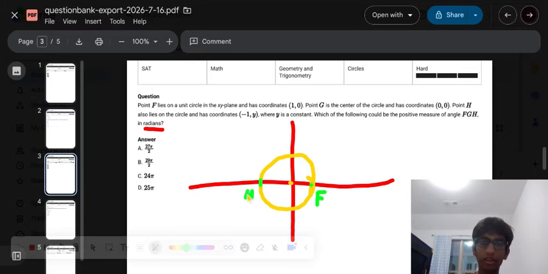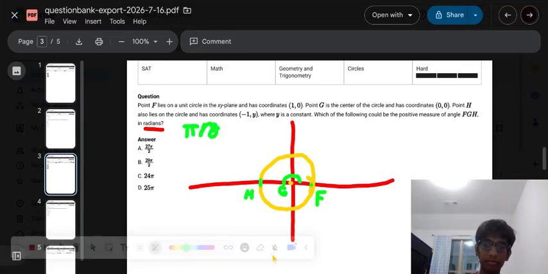Okay, and then this is G. So which of the following could be a positive measure of angle FGH? If we look around here, we see this is 180 degrees. Now, if we remember what I had said earlier, 180 degrees is pi radians. But if we look here, that is not an answer. Why? Well, if it's not pi radians, then what is going to be our answer?